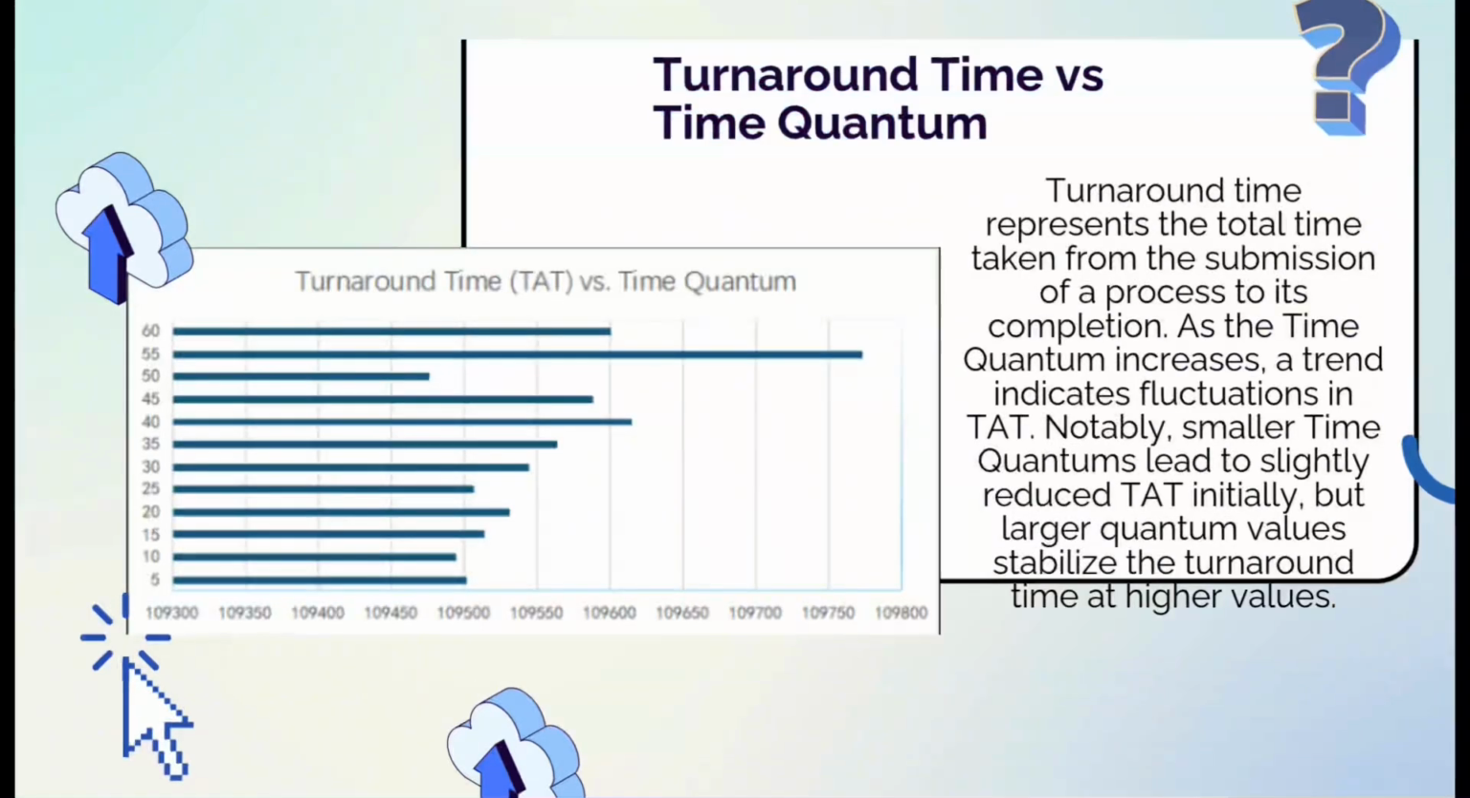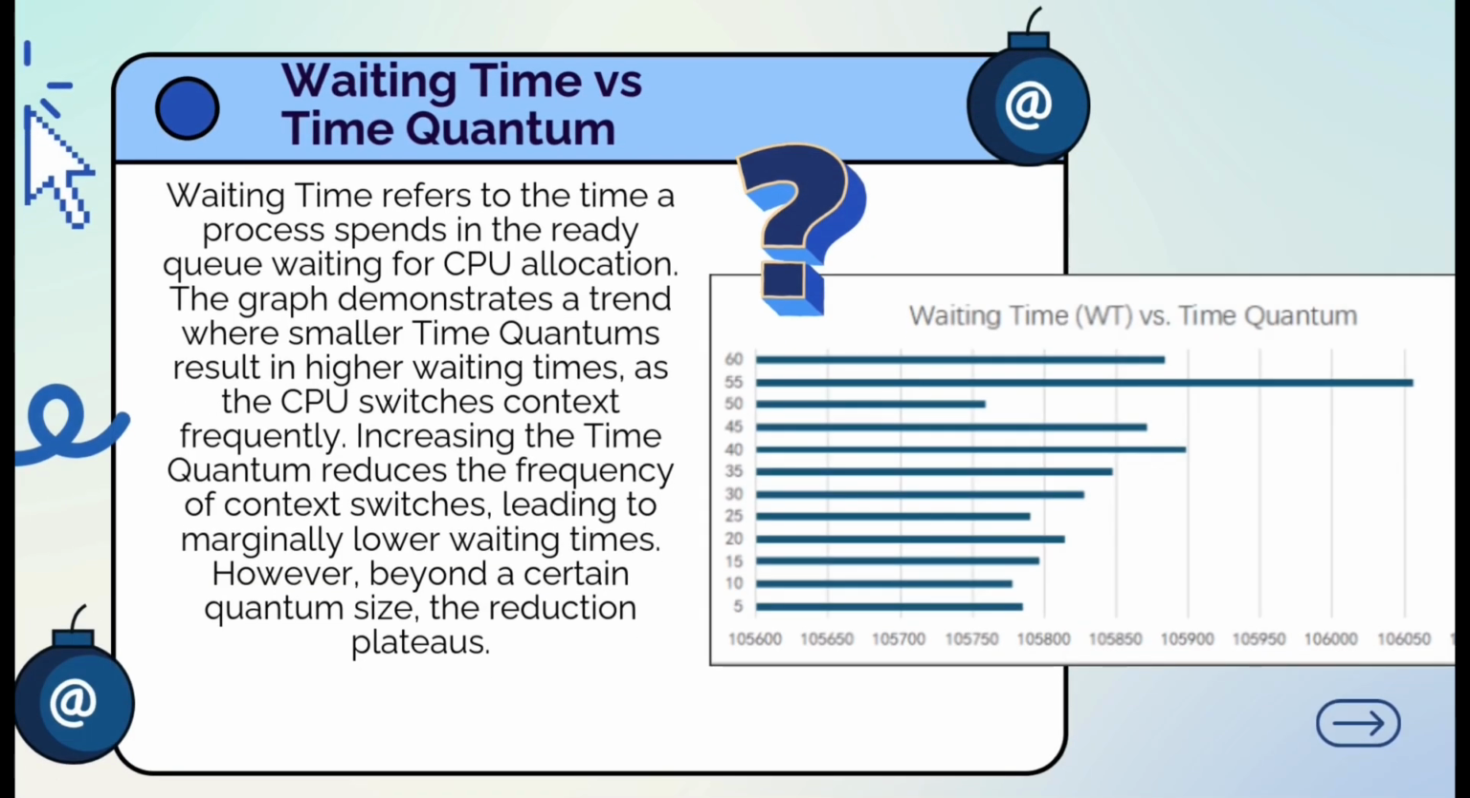The next chart is waiting time versus time quantum. Waiting time refers to the time a process spends in the ready queue waiting for CPU allocation. The graph demonstrates a trend where smaller time quantums result in higher waiting times as the CPU switches context frequently. Increasing the time quantum reduces the frequency of context switches, leading to marginally lower waiting times. However, beyond a certain quantum size, the reduction plateaus.